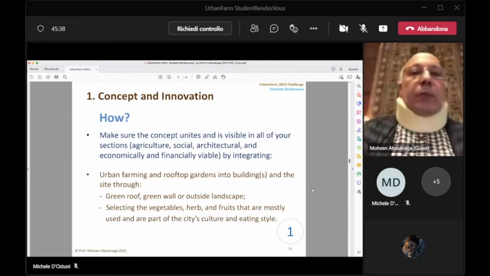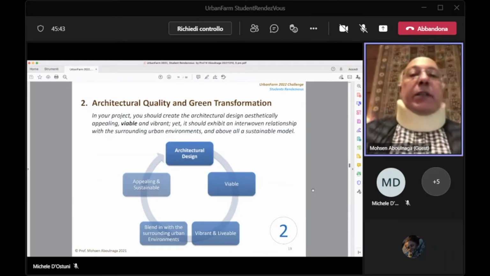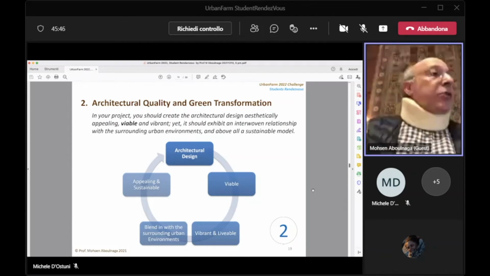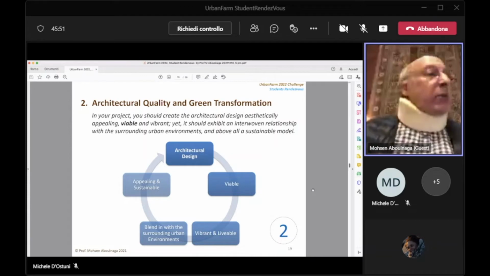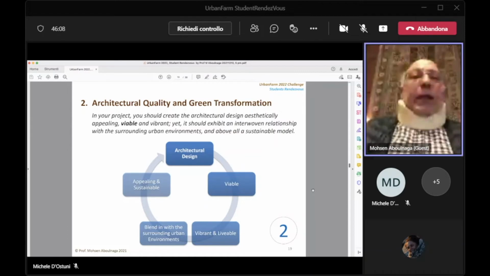Next. In terms of the second point, I'll highlight the architecture quality and green transformation. In your project, you should create an architectural design that is aesthetically appealing and also viable and vibrant, yet it should exhibit the interwoven relationship between the surrounding urban environments, not only one environment, all the environments, and above all, a sustainable model. In order to do that, you need to understand the sustainability concept. Next slide.